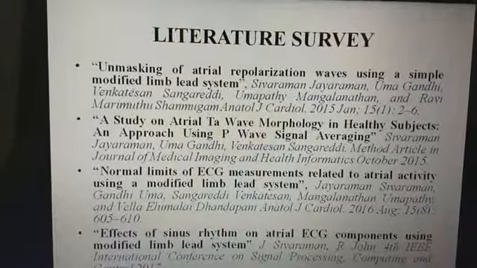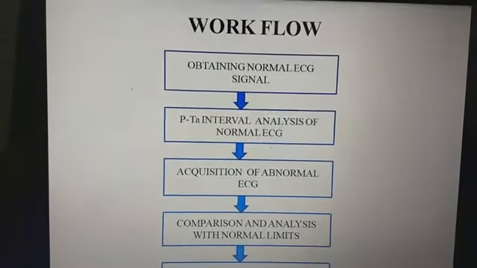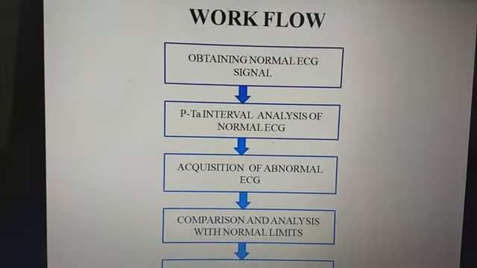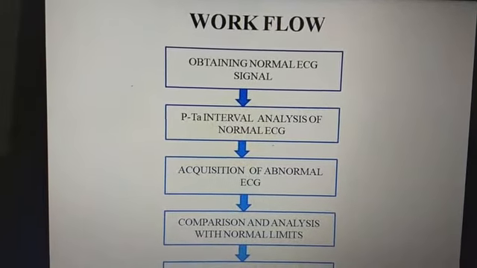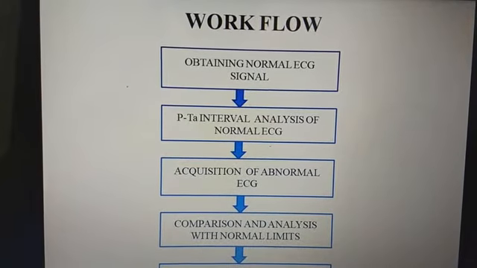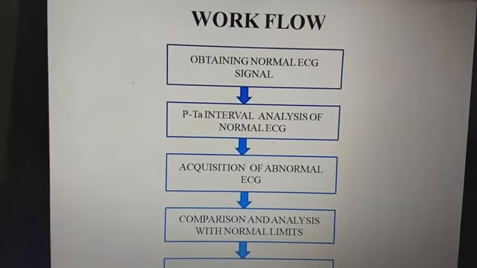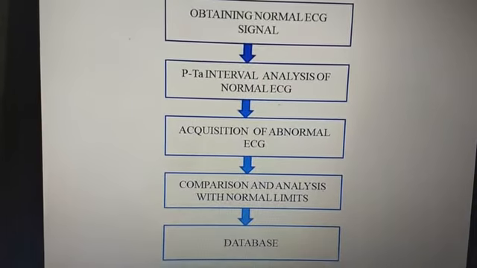Literature survey. We have referred to the following papers for reference. Workflow. The workflow will be on obtaining the normal ECG signal, then the beta interval will be analyzed for the normal ECG, and then acquisition of abnormal ECG signal, then comparison and analysis of normal limits, and then creating the database.